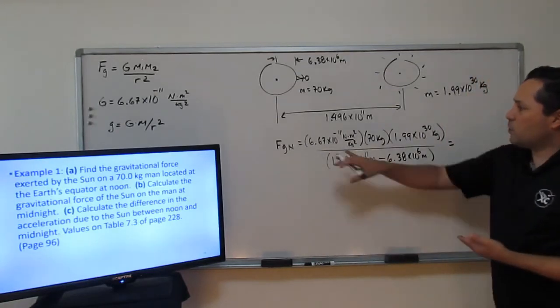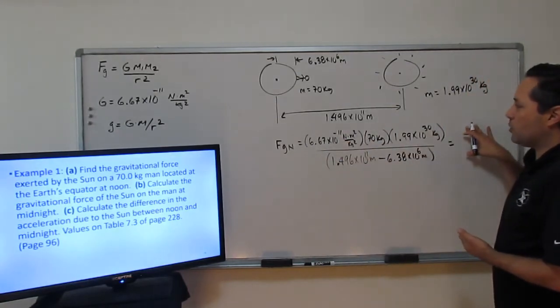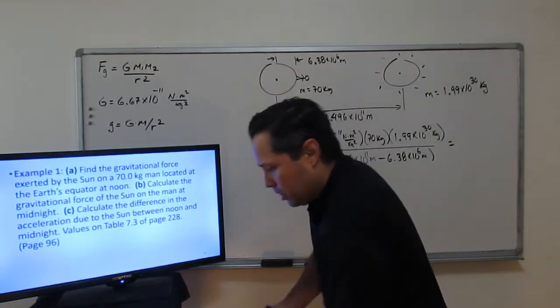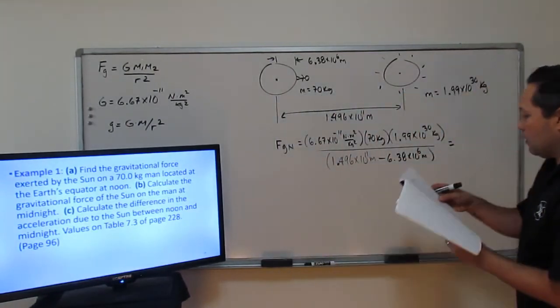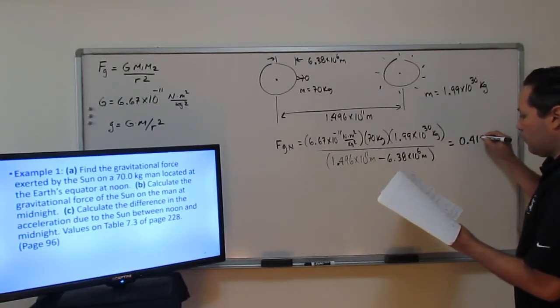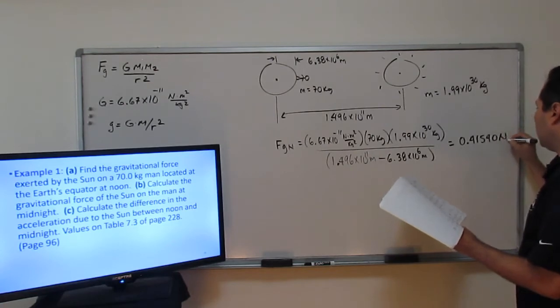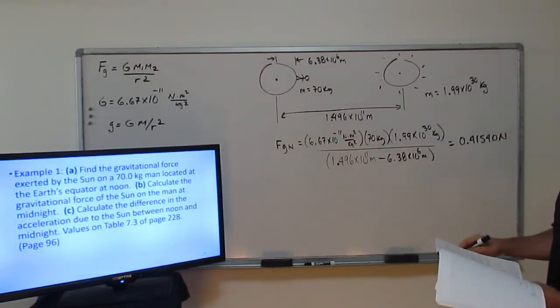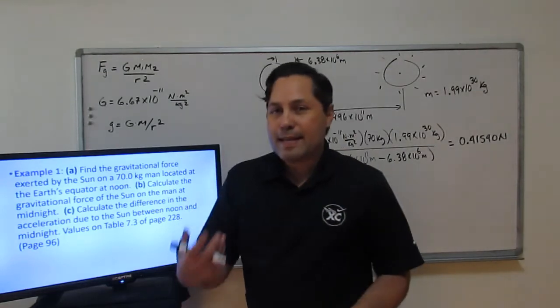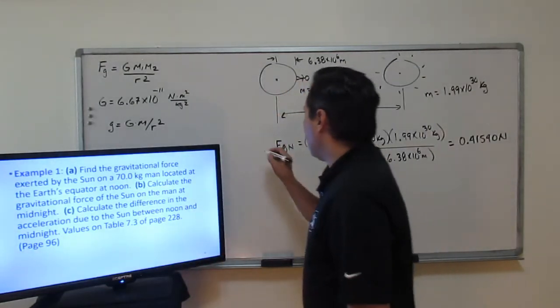Alright, at this point you go ahead and plug all of these values into the calculator and we will get an answer which will be the following. It's going to be 0.41540 newtons. That will be our answer, 0.41540 newtons. Alright, the next part of this problem, that is part A.